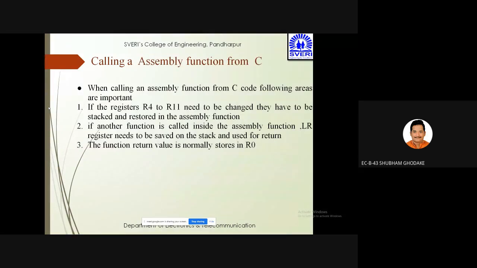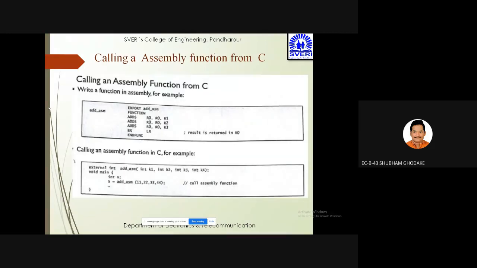When calling an assembly function from C, the following areas have to be taken into consideration. R4 to R11 need to be preserved. They have to be stacked and restored in the assembly function. If another function is called inside an assembly function, the LR register needs to be saved on the stack, and that is useful for return. The function return value is normally stored in R0.